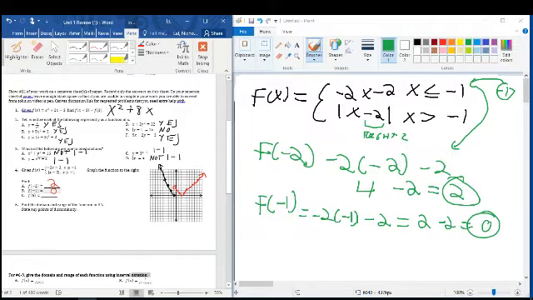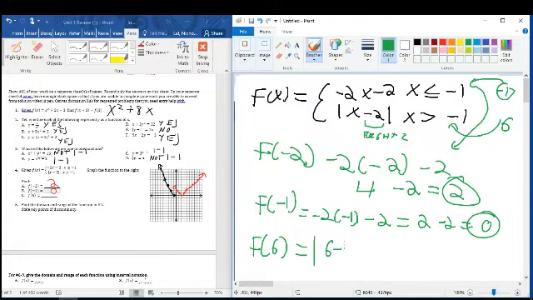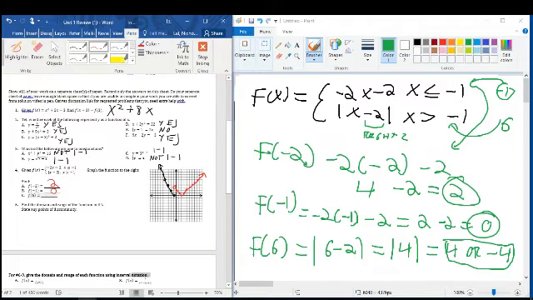And then for c, f of 6: 6 is greater than -1, so 6 is going here. f of 6 will be equal to the absolute value of 6 minus 2, which is equal to the absolute value of 4. That's going to be equal to either 4 or -4. So that will be 4 or -4.